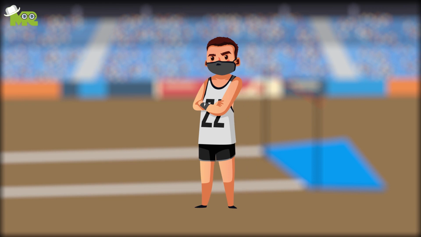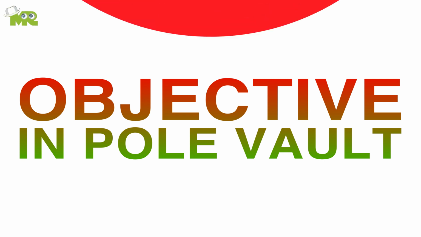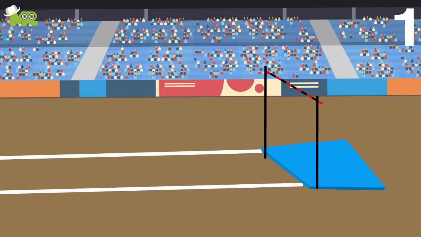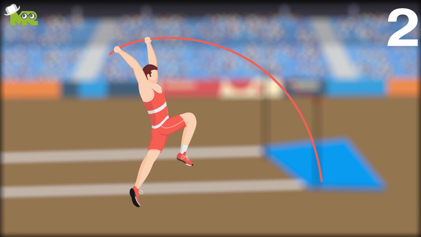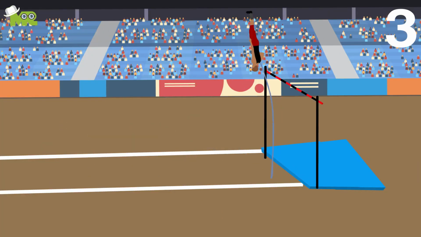Today we're going to be talking about Olympic pole vault rules. So let's start. The objective in pole vaulting. First, in pole vault, the athlete is required to run down the track holding the pole in his hand. Second, the athlete has to plant his pole into a metallic pit known as a box before jumping. Third, the next step for the athlete is to jump into the air to get the required height level.